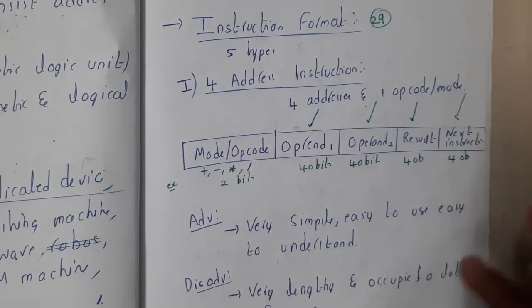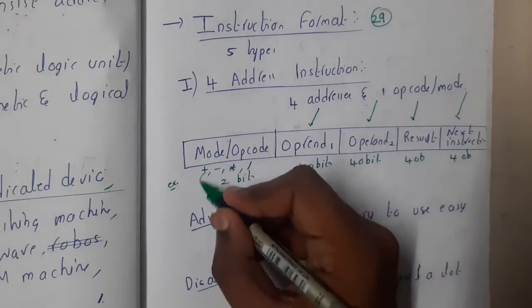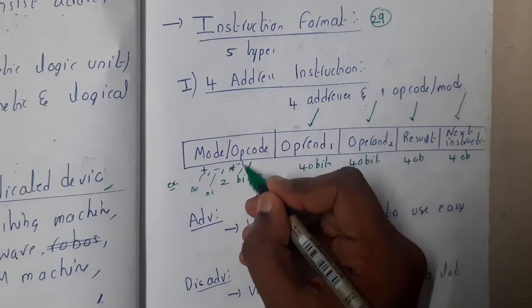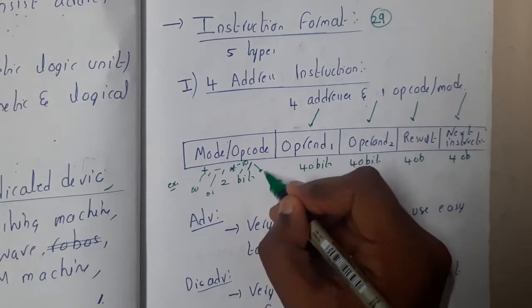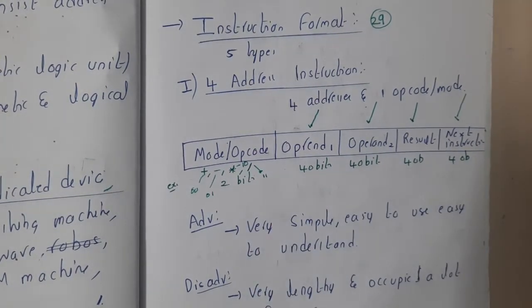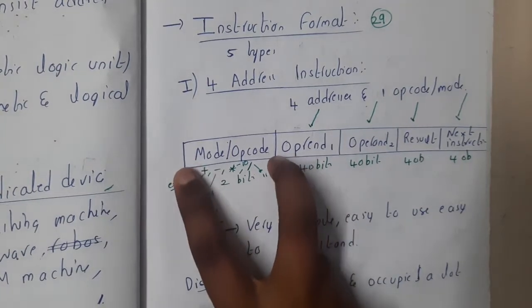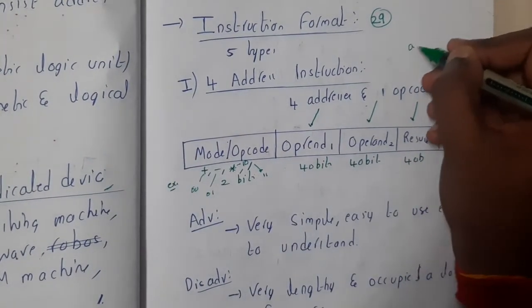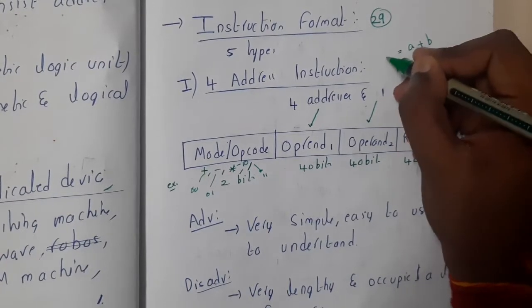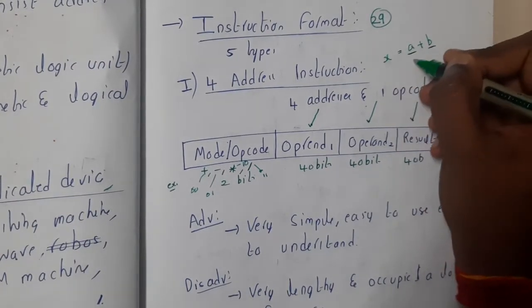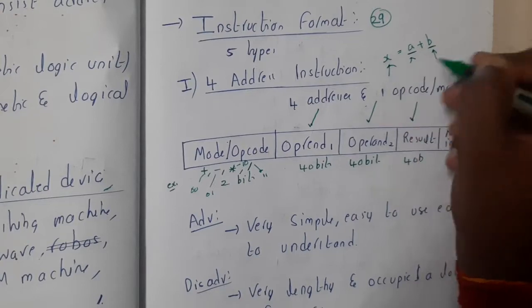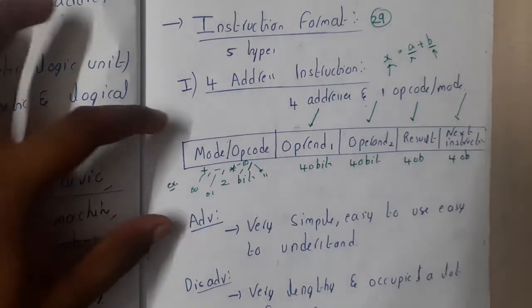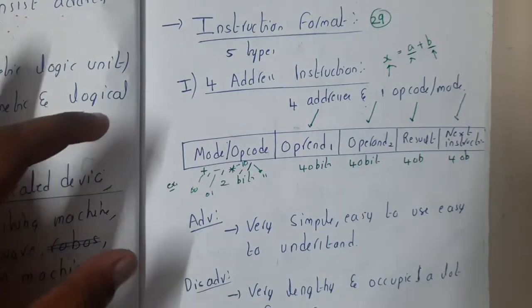So how can you differentiate? You could give some representation. If it is addition 0 0, if it is subtraction 0 1, if it is multiplication 1 0, if it is division 1 1. In that way you will give some bits. So the first field is for opcode, the second one is for operand 1. This is operand 1, this is operand 2, this is the result, and this is the next instruction address. So now you got an idea. This is the 4 address instruction.